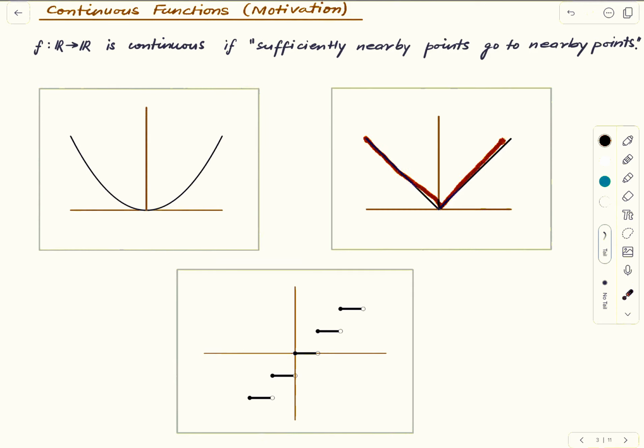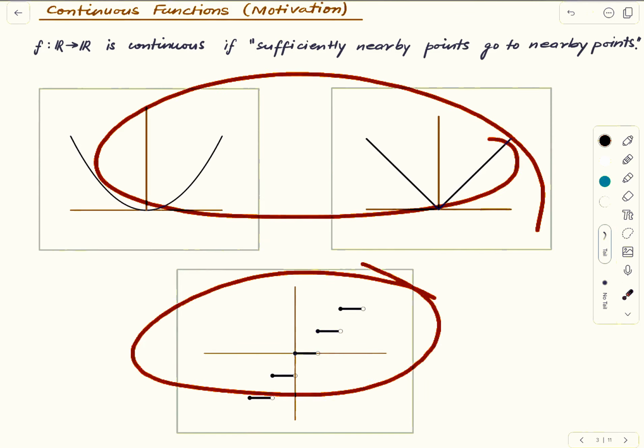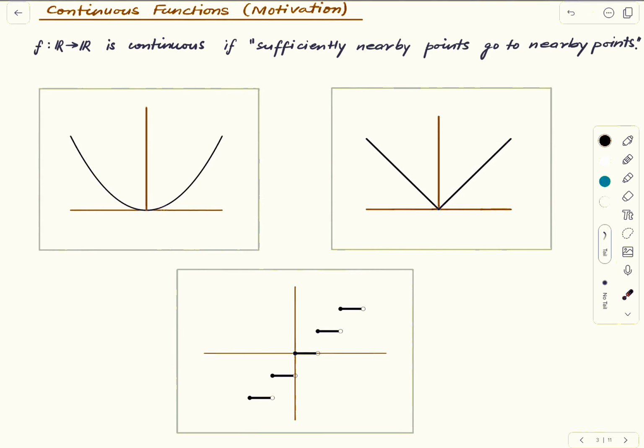Similarly, this one should also be a continuous function, as we can draw the graph of it without lifting a pen. But this shouldn't pass as a continuous function. Here, when we go from here to here, suddenly we are jumping and we have to lift our pen. So whatever is the definition of continuity, it should respect these two and disrespect this one.